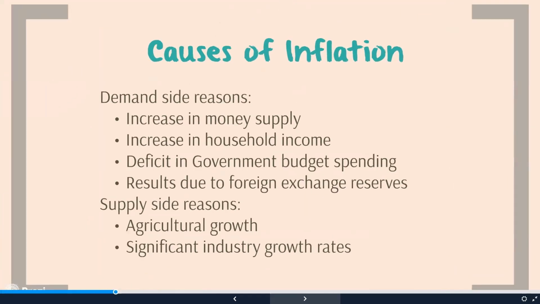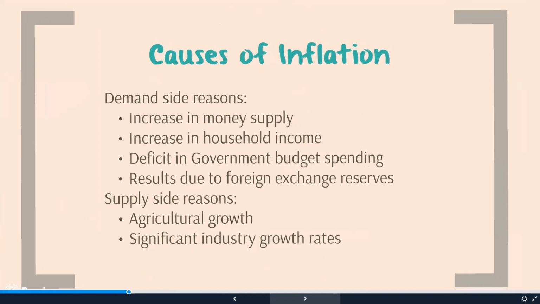Causes of inflation. Demand-side reasons: increase in the money supply, increase in household income, deficit in government budget spending, results due to foreign exchange reserves. Supply-side reasons: agricultural growth, significant industry growth rates.